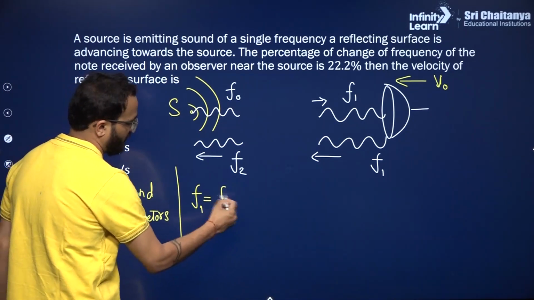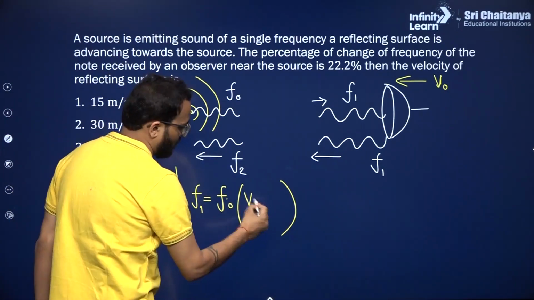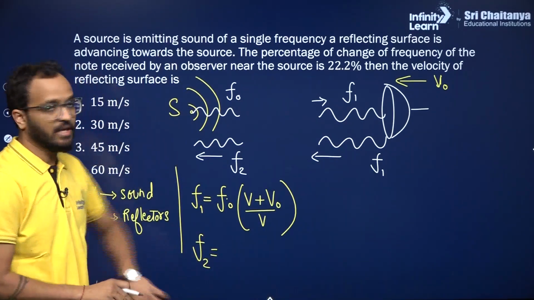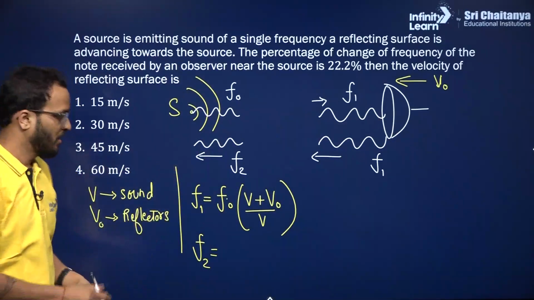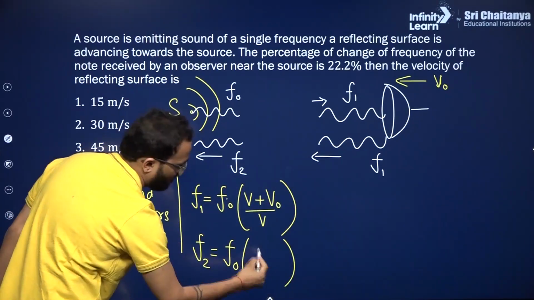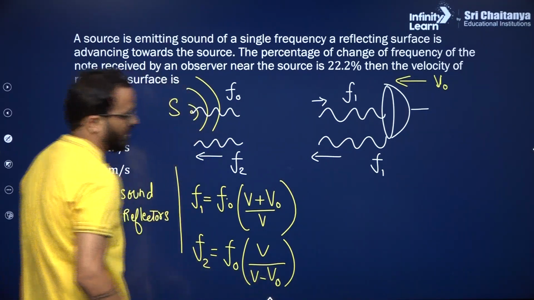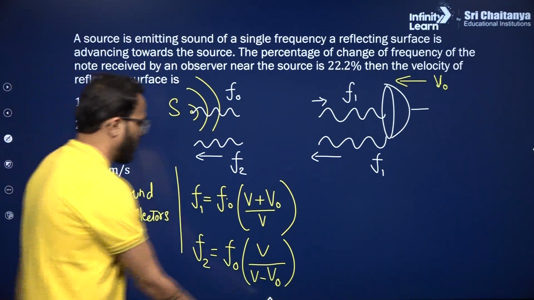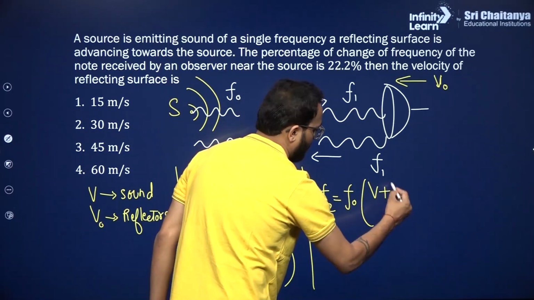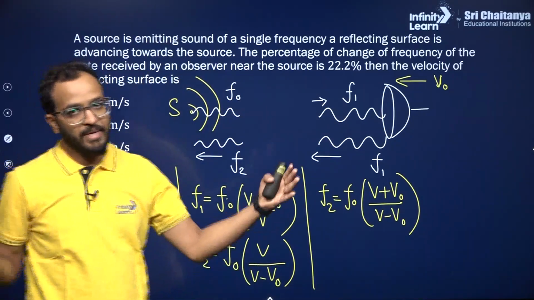Now listen carefully. What is F1? F1 is F naught into, see this time the source is stationary and the observer is moving, so V plus V naught by V. Second time what happens, this becomes the source now and this becomes the observer. And if this is the observer and we will say observer is not moving, but this time the source itself is moving, so again the frequency will increase because they are coming closer. In both the cases coming closer, that is why both the cases frequency has to increase. So finally when you put the value of F2, it becomes F naught into V plus V naught upon V minus V naught.